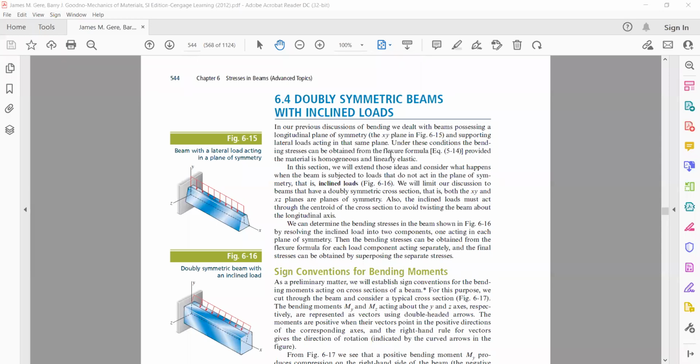As far as today's class is concerned, in today's class we'll be talking about the inclined loads on beams. Till now, as far as the loading condition on the beams was concerned, the load that was acting on the beam was in a direction perpendicular to the axis of the beam.